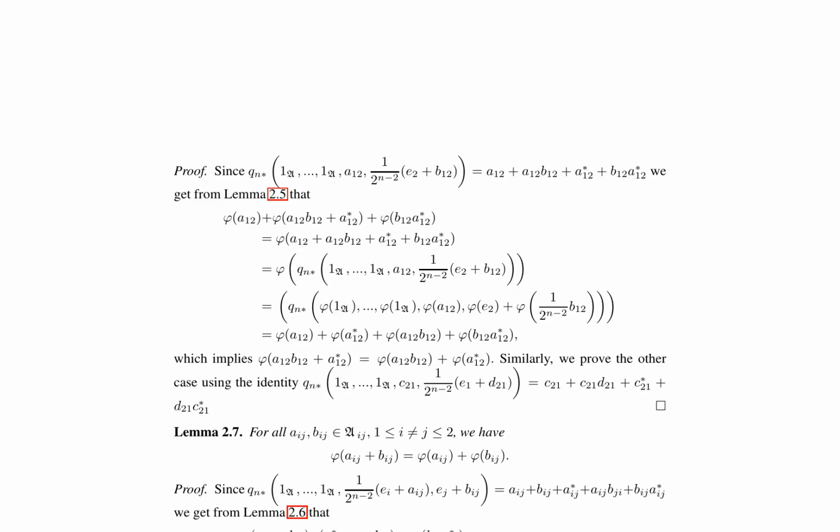This is achieved by showing that the sum of two elements in A12, when mapped through the homomorphism, equals the sum of their individual mappings.